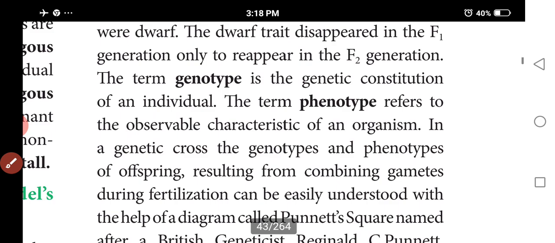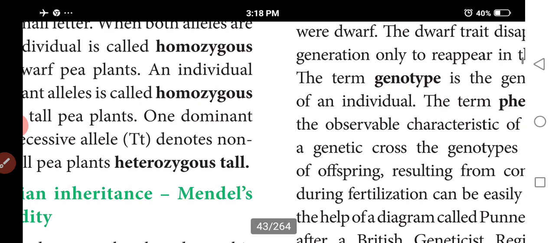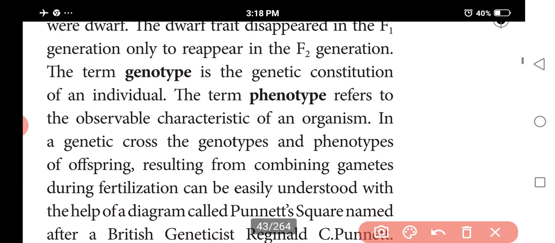So the term genotype means the genetic constitution of an individual. Phenotype means the observable characters of the organism. Phenotype refers to the external appearance of an individual. Genotype indicates the genetic constitution of an individual. So do you understand?